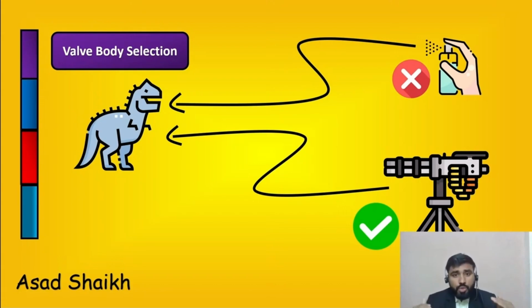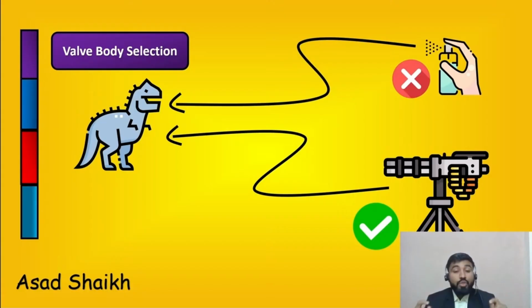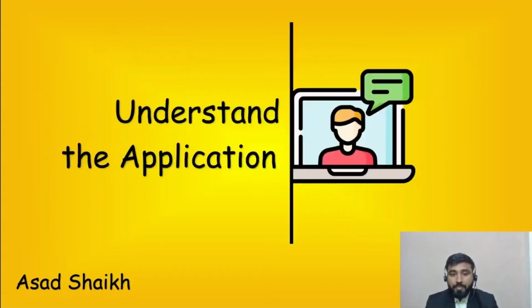So you should know the cost difference between various kinds of valves, but that is not the only criteria to select. First you need to know what you're dealing with, and then you can select based on your application. For example, how can you be cost effective plus technically compatible at the same time? Let us look at how to understand a particular application.